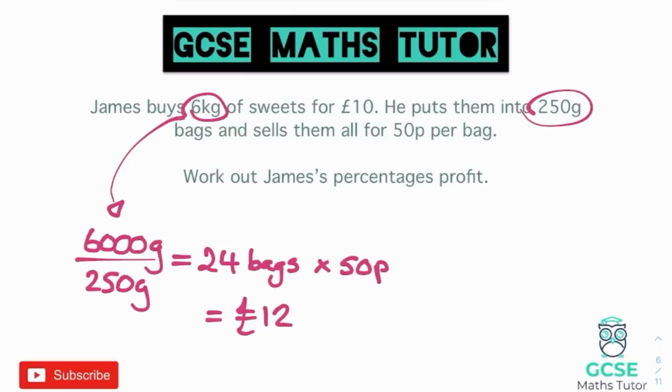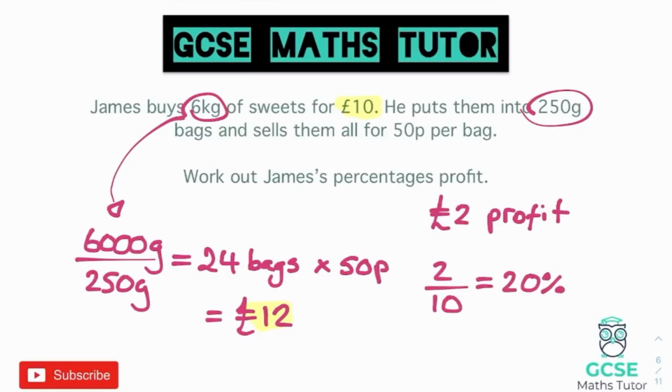So £12 is what we're actually selling it for, and don't forget that we actually paid £10 for these sweets. So if we had £12 that we sold them for, £10 that we bought them for, that is going to be £2 in profit. So we've made £2 profit. There we go. So to work out our percentage profit then, this is quite a nice one because our profit was 2 out of our original, which is 10, and that is straight away going to be 20%. And again, you could multiply the numerator and denominator there by 10, so it's 20 over 100. But ultimately we get our final answer, which is 20%.